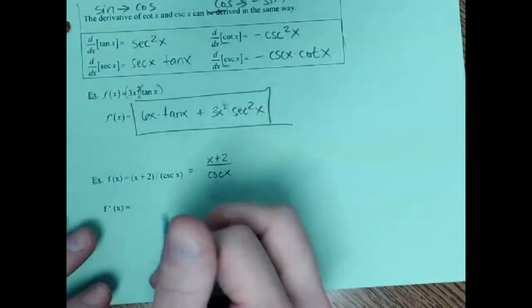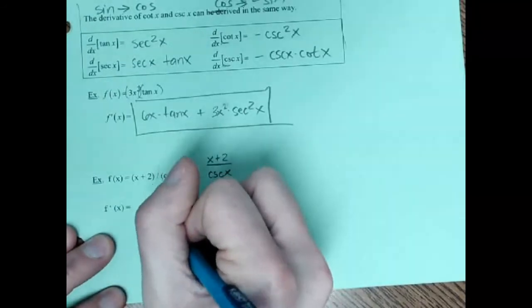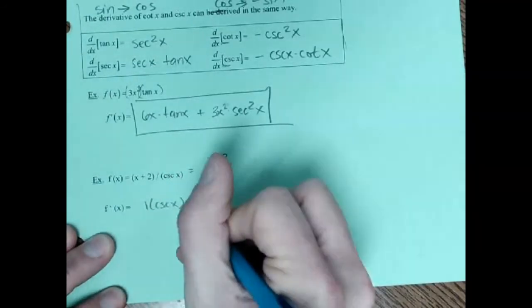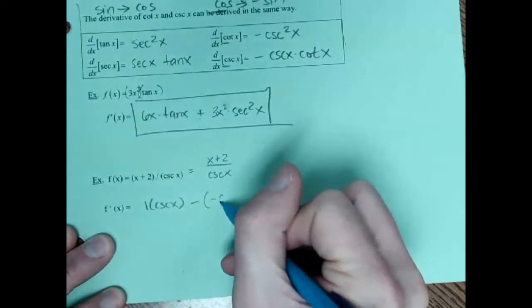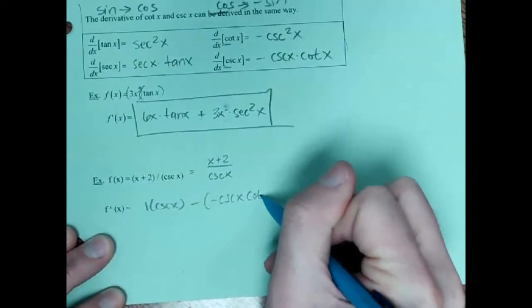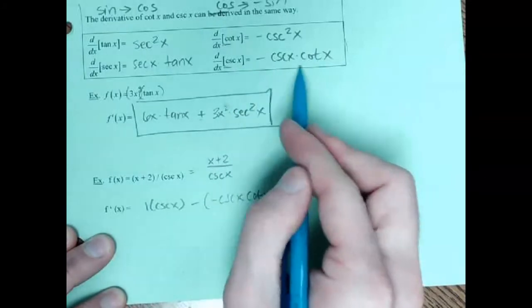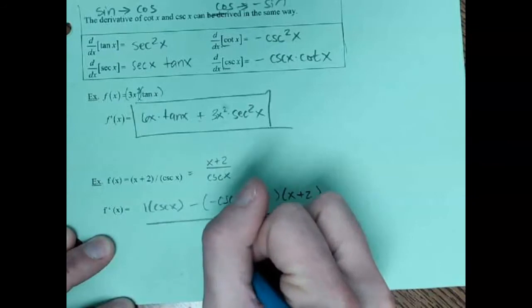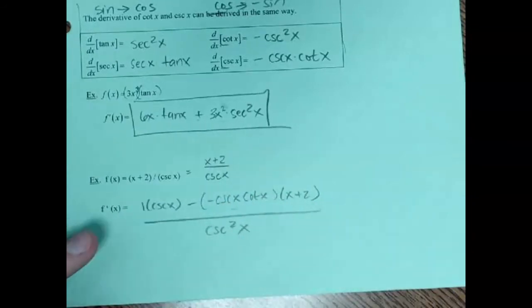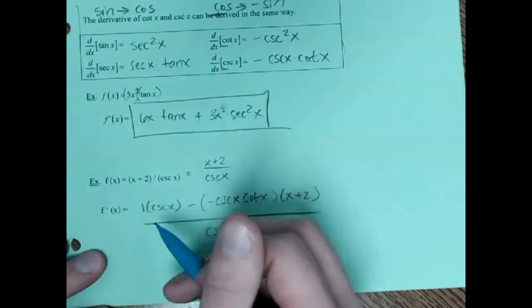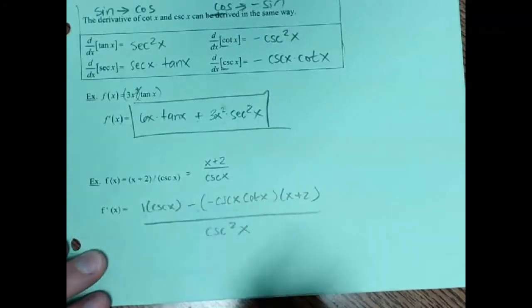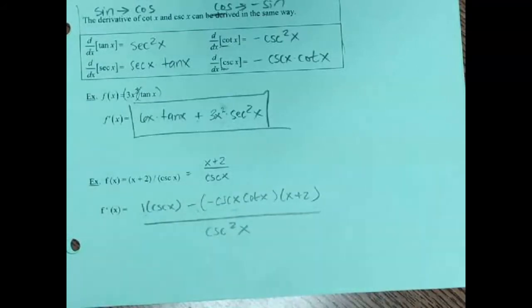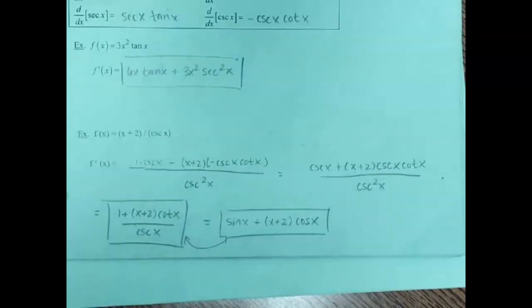The derivative of the top is just 1 times the bottom minus the derivative of the bottom, which would be negative cosecant cotangent, right? So the derivative of the bottom times the top, over the bottom squared. And this is just going to be 1, and then those two negatives are going to cancel. Honestly, I don't care. You can just leave it like this. It does simplify a little bit.